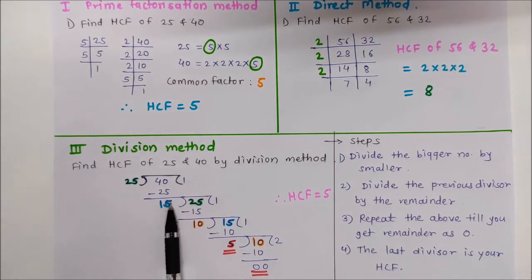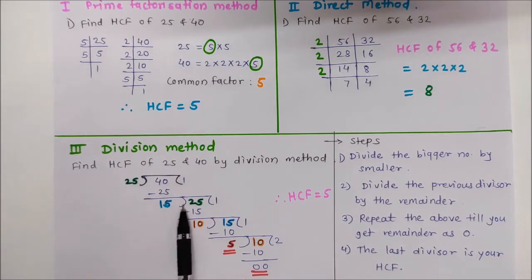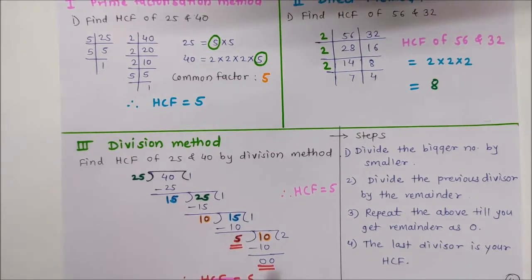Again divide the previous divisor by the remainder. Here the remainder is 15 and the previous divisor is 25. So here divide the previous divisor by the remainder. Again 15 ones are 15. 25 minus 15 is equal to 10. 10 is the remainder and the previous divisor is 15. So we have to take 15 here. So 15 divided by 10. 10 ones are 10. 15 minus 10 is equal to 5.